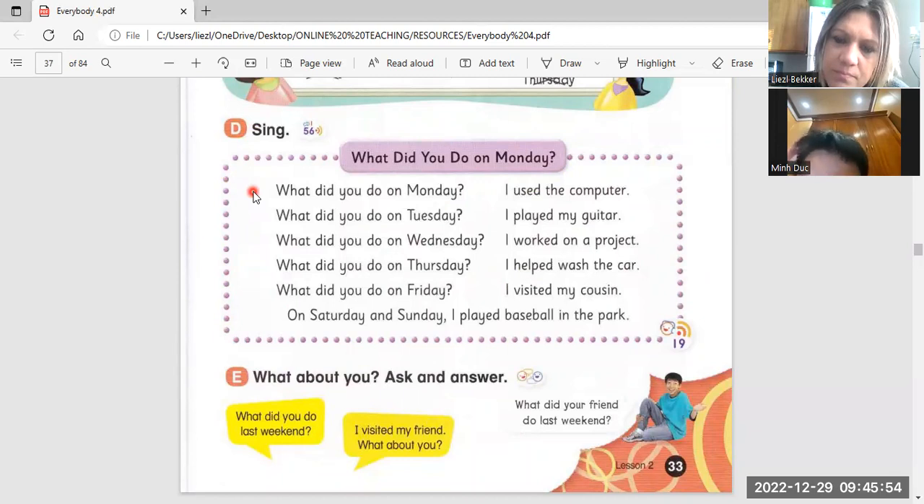Let's read here. What did you do on Monday? I used my computer. What did you do on Tuesday? I played my guitar. What did you do on Wednesday? I worked on my project. What did you do on Thursday? I helped wash the car.